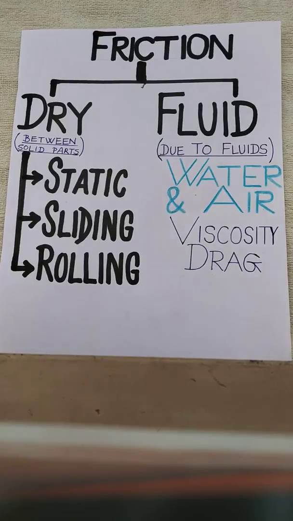Types of friction. There are basically two types of friction: dry friction, which is between solid parts, and fluid friction, which is the friction exerted due to fluids. Now in dry friction, there are three types. The first is static friction. The frictional force that keeps an object at rest and does not allow it to move is called static friction. This frictional force must be overcome by applying more force to start moving the object.